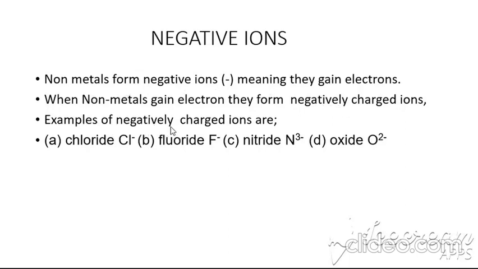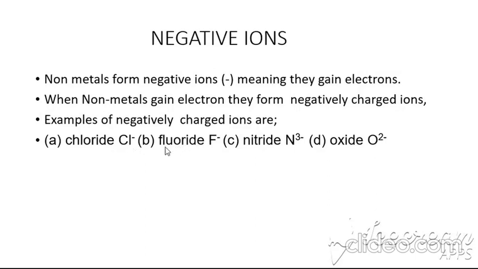Examples of negative charged ions. We have chloride, this is an ion. We have fluoride, this one, and we have nitride, and we have oxide. So for chloride and fluoride, these are coming from group 7. This chloride is coming from the chlorine atom. This fluoride you're seeing is coming from the fluorine atom.